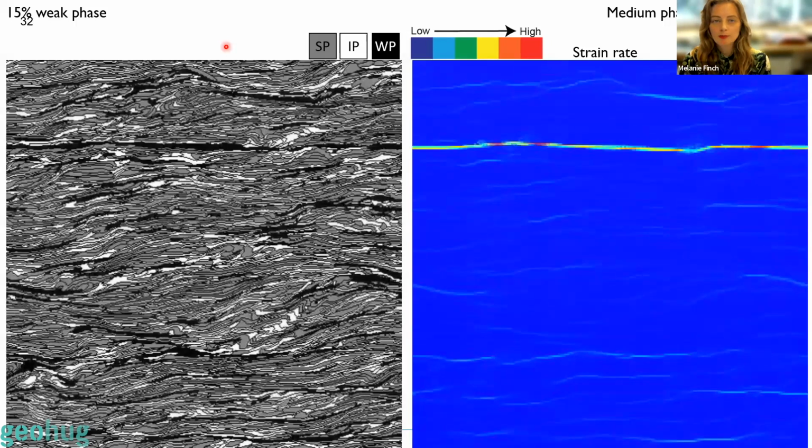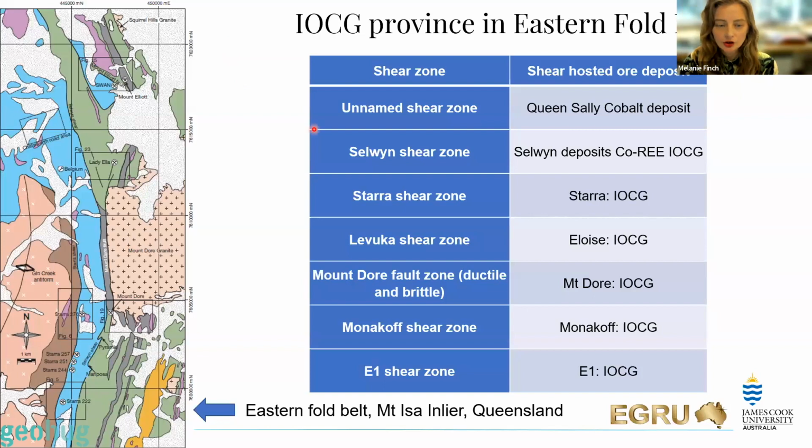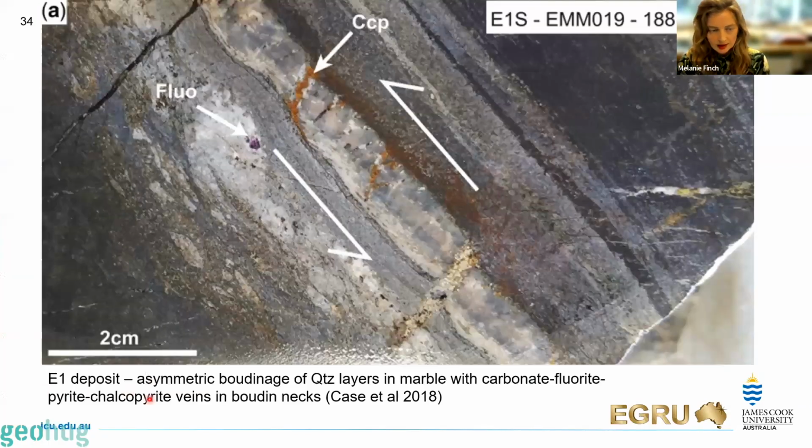Okay, so back to our ore deposits. Yes, we see ore deposits are forming in shear zones like the one that I just showed you. So let's look at a photo from one of those. This is from the E1 deposit, in the work by Case et al. in 2018. What you can see here is we have this vein, this quartz layer here, and it is boudinaged. So you can see that it is pinching and swelling. And in those boudin necks is where the chalcopyrite and pyrite veins have mineralized.